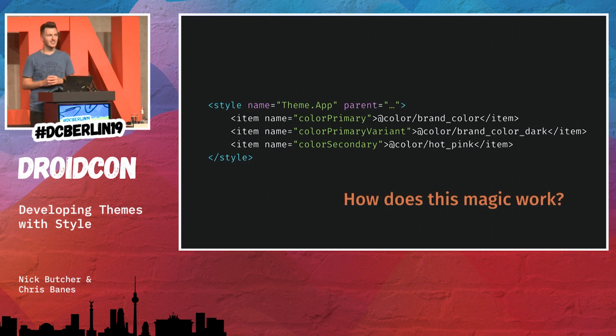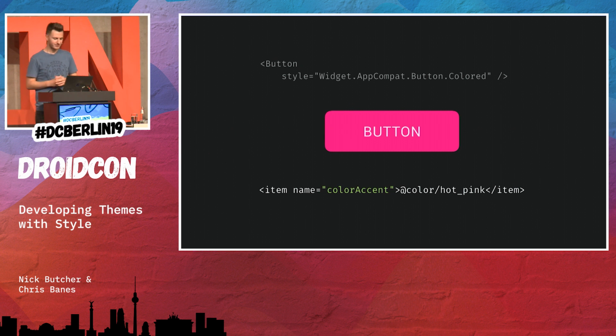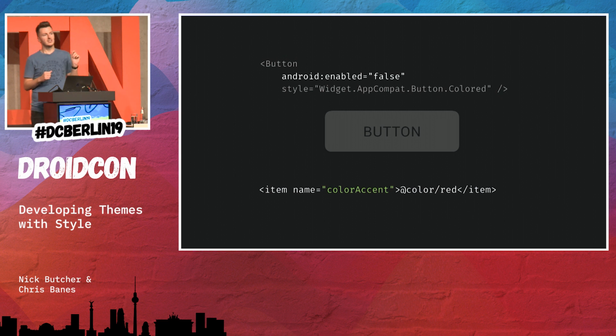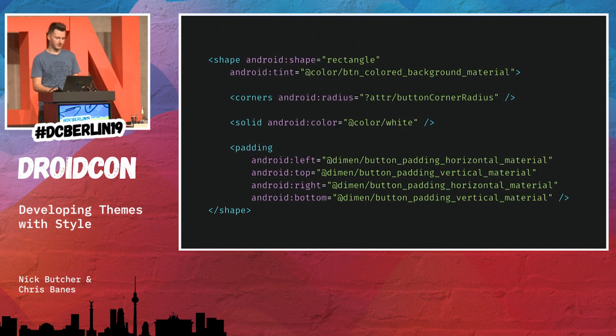So what magic has allowed us to do this? Well, if you look at button, AppCompat has the button.colored style, and that will color the button background based on your color accent from your theme. So here, if it's pink, it'll color it pink, green, red. And then when you change it to be disabled, so enabled equals false, it actually goes to a gray color. So even though it's supposed to use your color accent, it's actually using a gray. So let's look at how that's implemented.